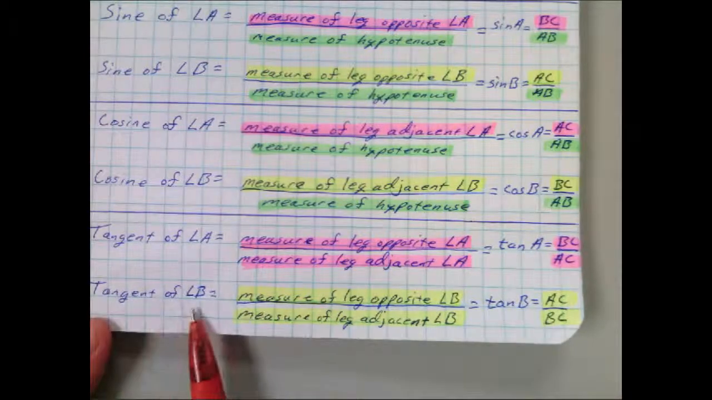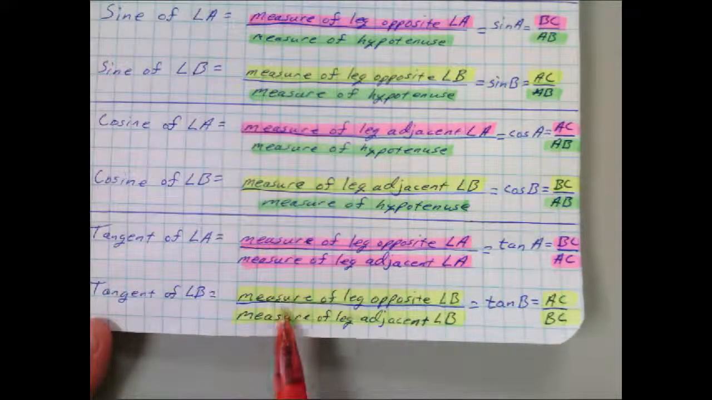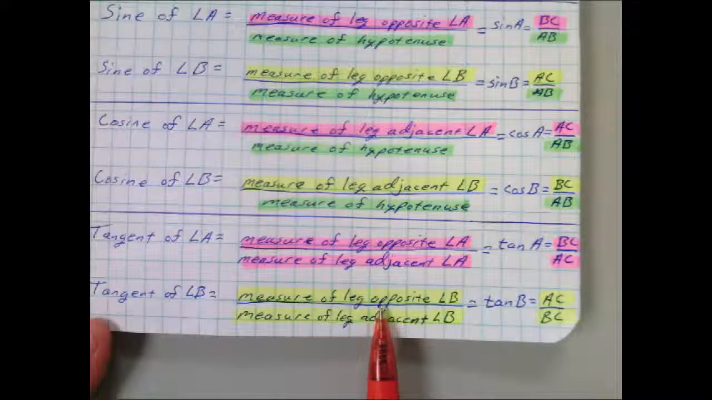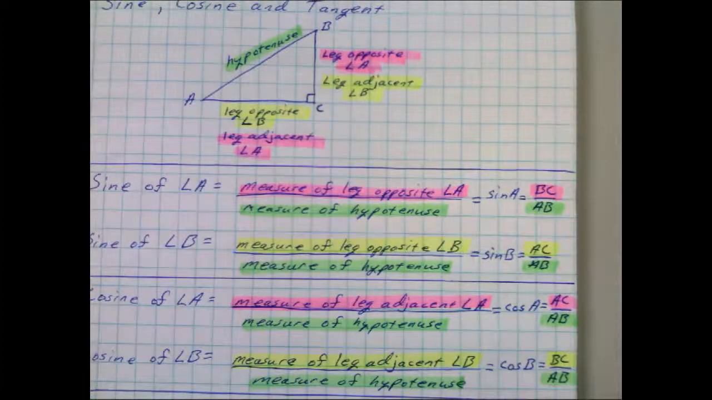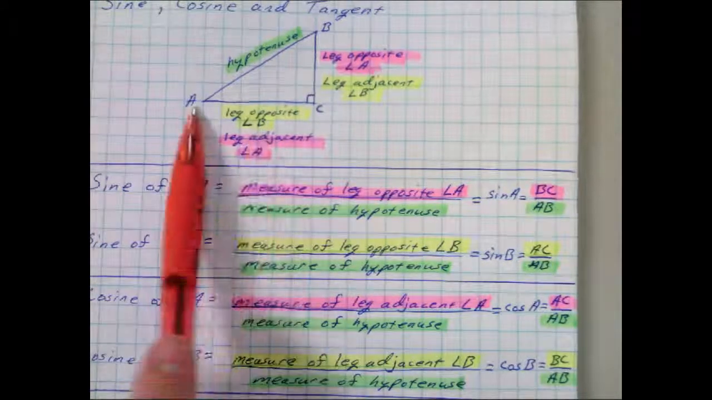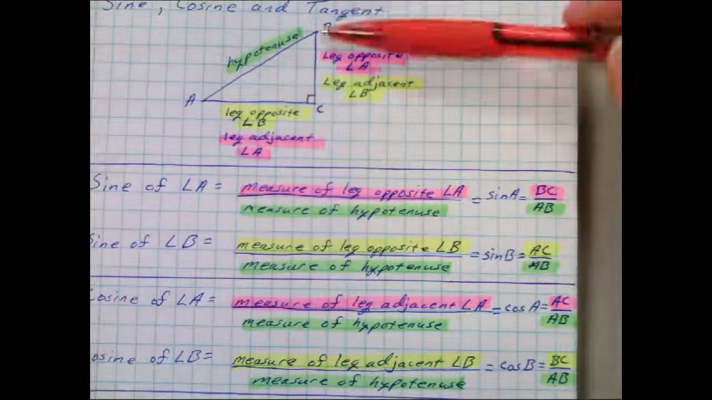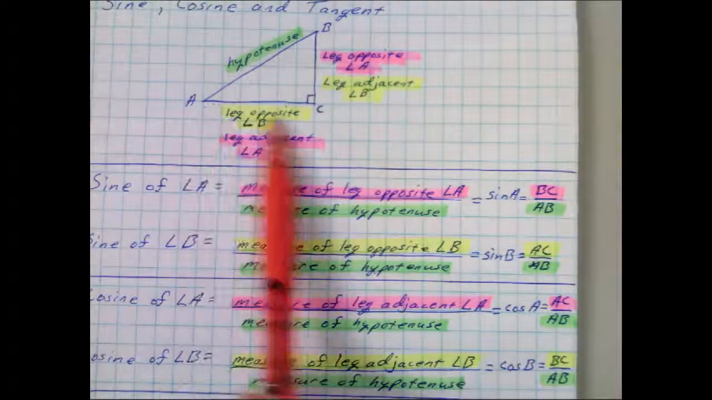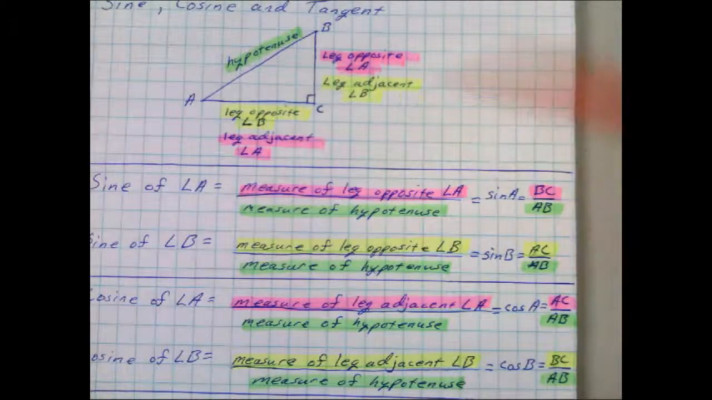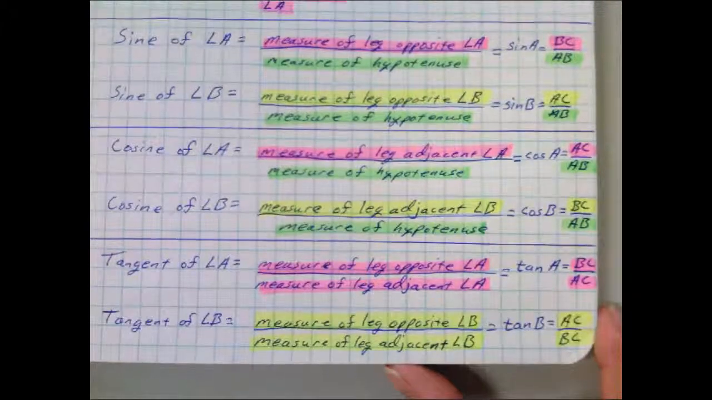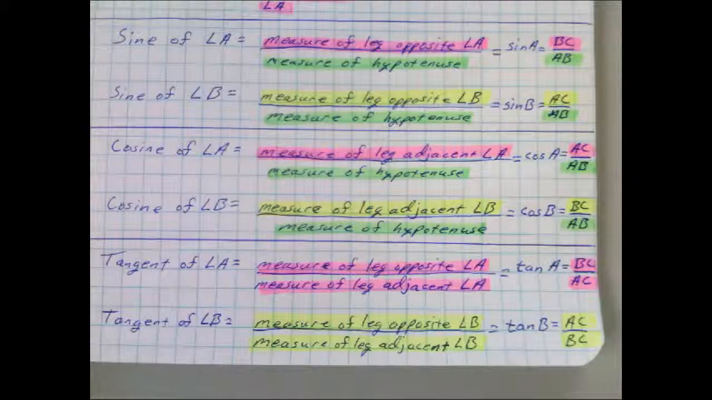And then the last one is the tangent of angle B. That's the measure of the leg opposite of angle B divided by the measure of the leg adjacent to angle B. If we go back up to our picture, this time opposite of angle B would be AC, and adjacent would be BC. So it's AC divided by BC, or opposite over adjacent. You should have that chart written down in your composition book, and now we're going to do a few examples of that.